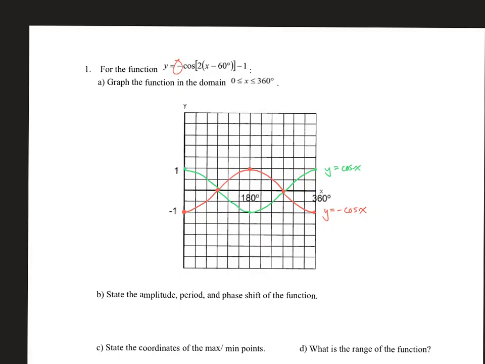Now I'm going to work my way through and deal with that stretch, the effect of the 2. Well, I know that if I'm multiplying by 2 on the inside, then that's a horizontal stretch by a factor of 1/2. So every point on my red graph has to become half the distance to my y-axis. So if I'm on my y-axis, it doesn't move. This 0 that occurred at 90 then has to be half the distance, so 45. This maximum that occurred at 180 has to be half the distance, 90.